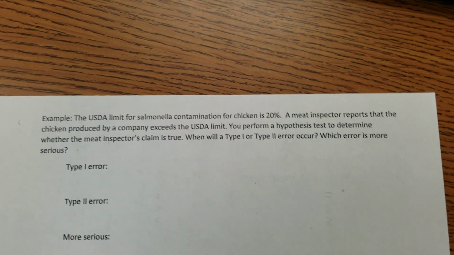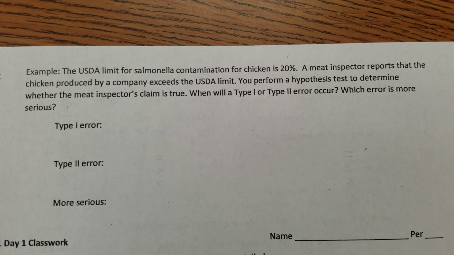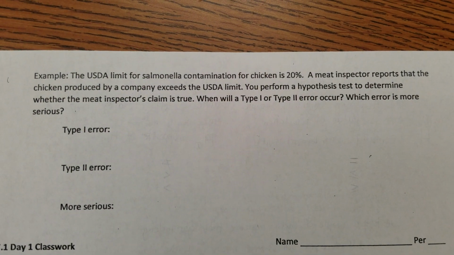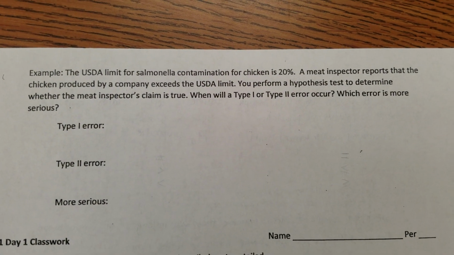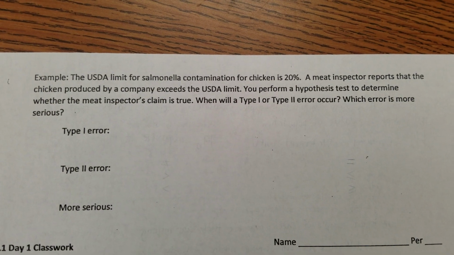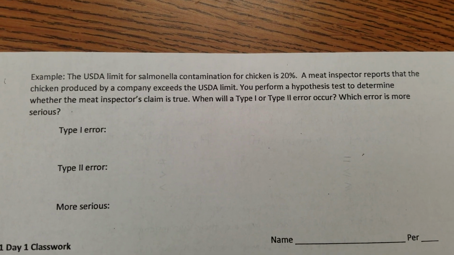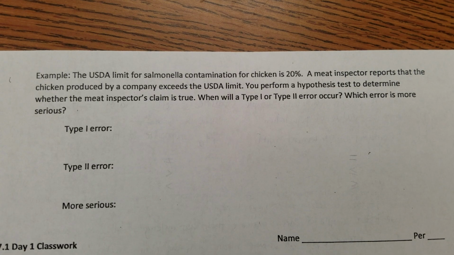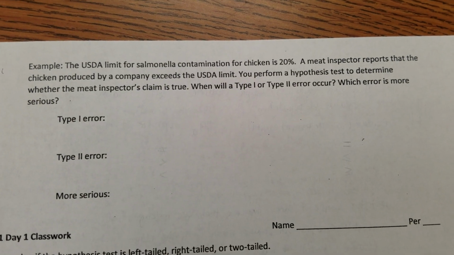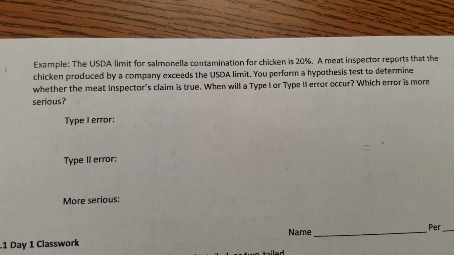Okay, let's do an example with that just so we can kind of see how that works. So the USDA limit for salmonella contamination for chicken is 20%. A meat inspector reports that the chicken produced by a company exceeds the USDA limit. You perform a hypothesis test to determine whether the meat inspector's claim is true. When will a type 1 or type 2 error occur? Which error is more serious?